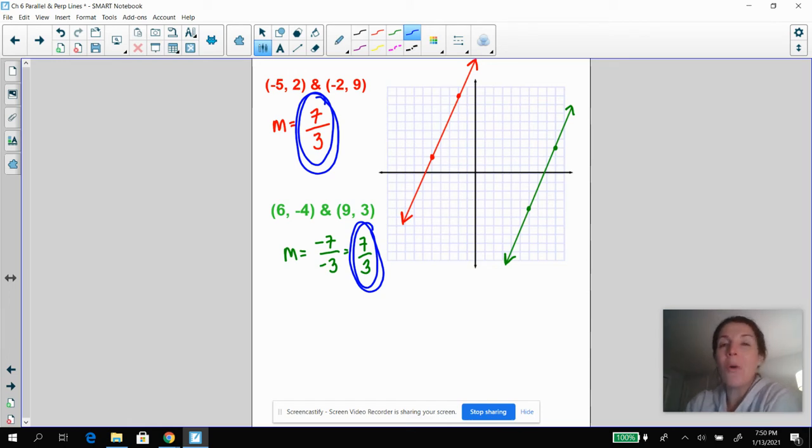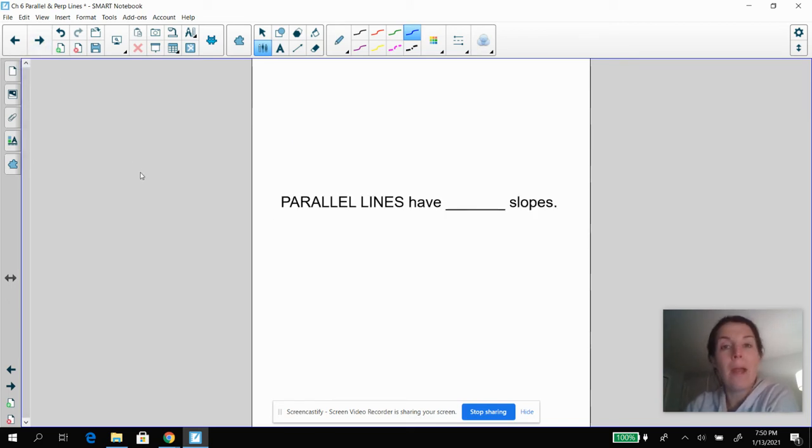So, what do we know about these lines? There's a certain name that we give these kinds of lines that never intersect. These are what we call parallel lines. Parallel lines are two lines that never intersect and they have equal slopes. That is a really important concept. Parallel lines have equal slopes.